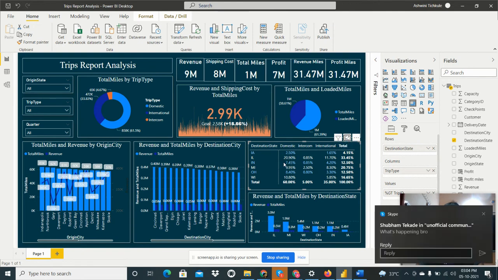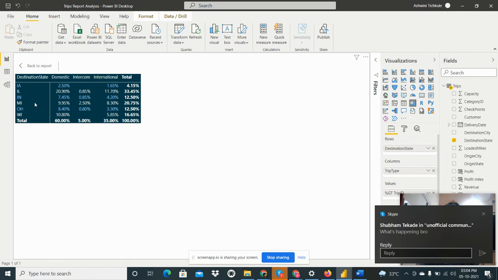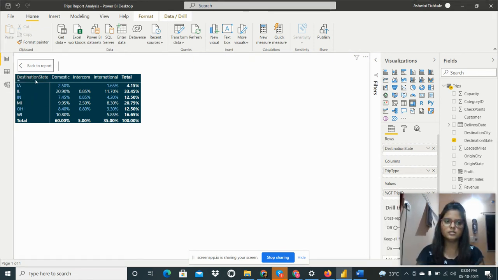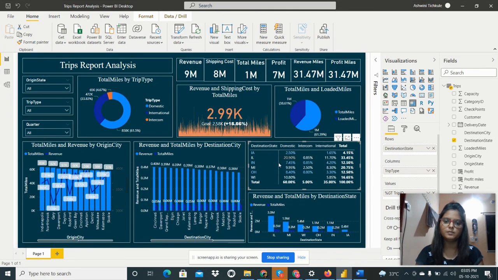Next, this is the table, the matrix I have taken. So we can see destination state, and domestic, intercom, and international. These are all the trip types. So there are three trip types and the total for that particular destination state. You can see that from this table.